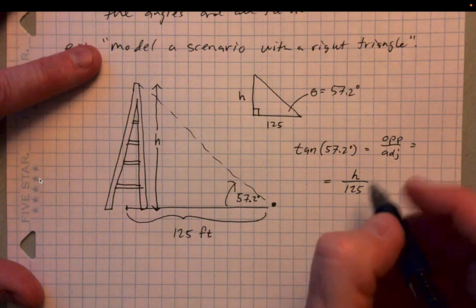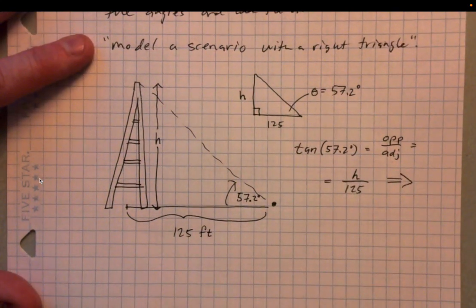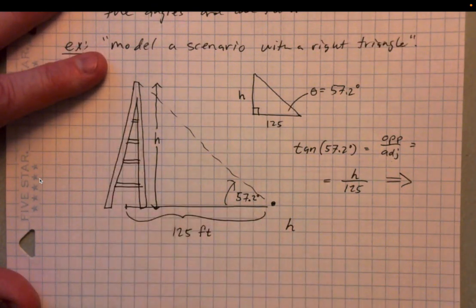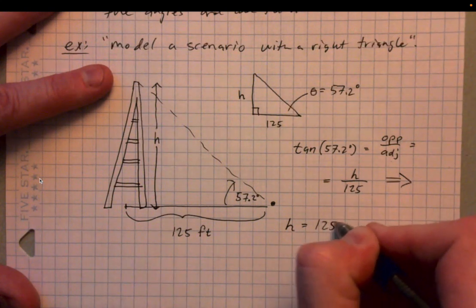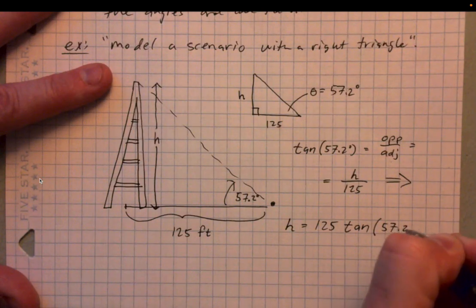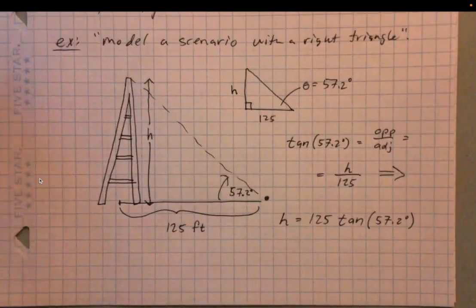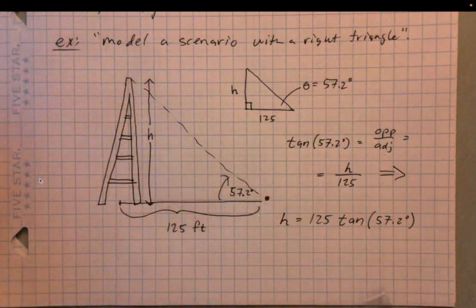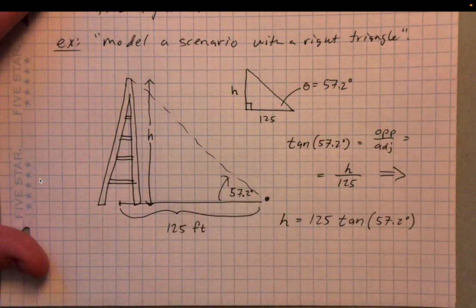Okay. And so given this information, we can again use a little bit of algebra, and we see that the height of the tower is equal to 125 times the tangent of 57.2 degrees. All right, it's just that simple, right? This is simply a triangle, and this is exactly like solving the triangle for the side h.